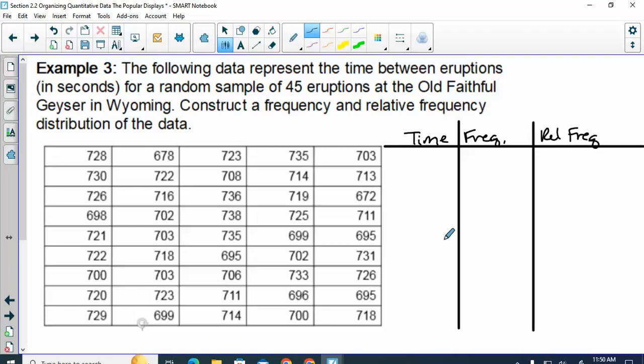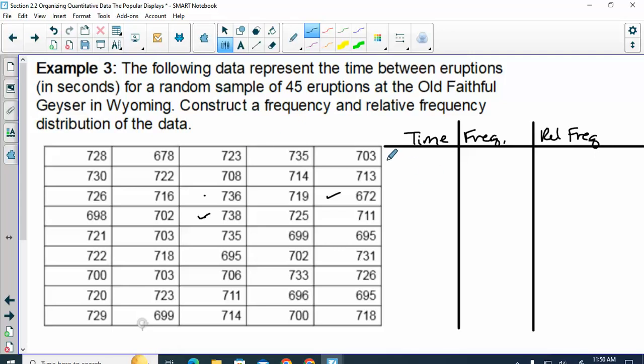Okay, let's look through here. What appears to be our lowest value, so we kind of know where to start those. 672. So we need something that would encompass that. What is the highest one we see? 738. Okay, so my lowest is 672, my highest is 738. So I need to make sure it goes from there.